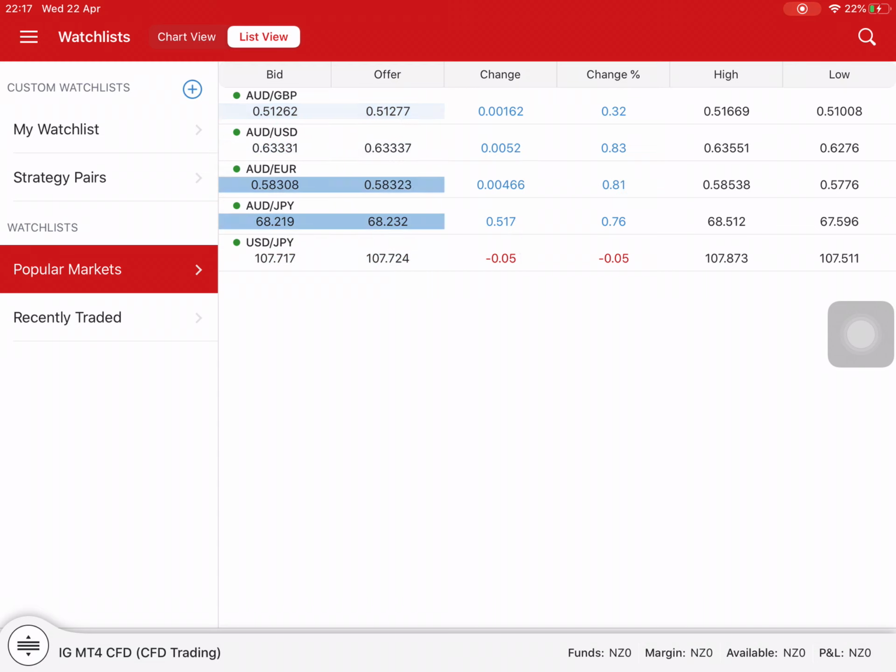Without a perfect entry, there's no possible way that you are going to be a good trader, because you're always going to be getting stopped out, you're always going to be on the wrong side of the market, you're always going to be losing money.